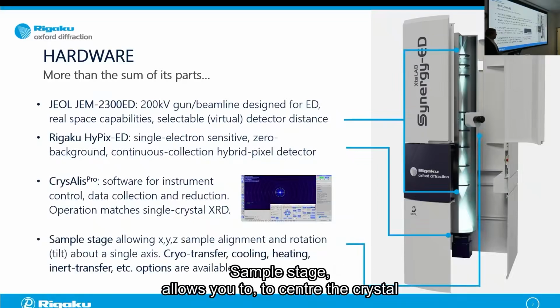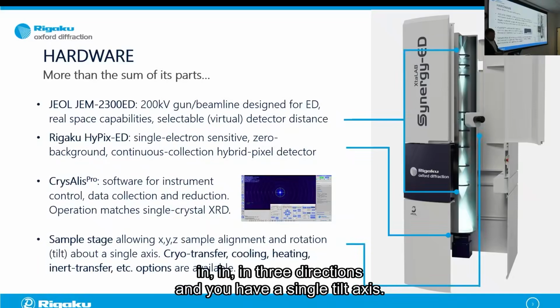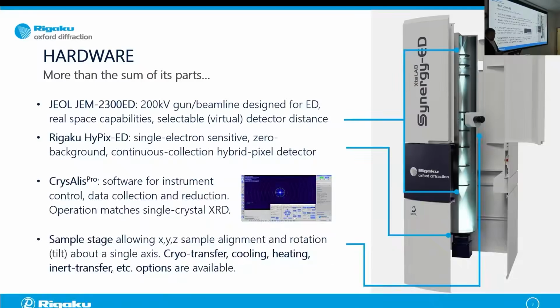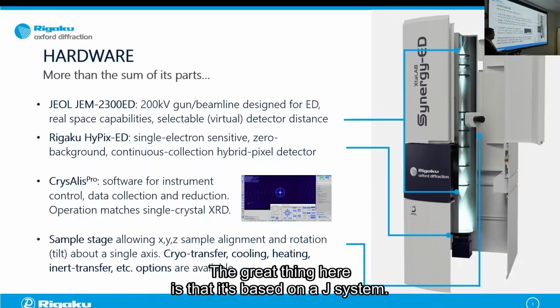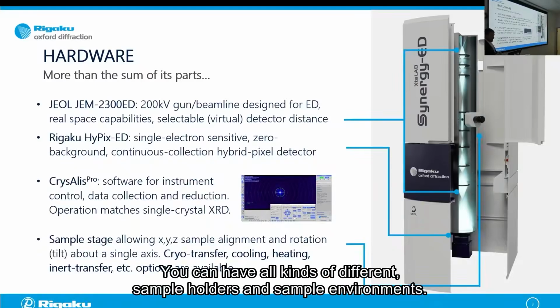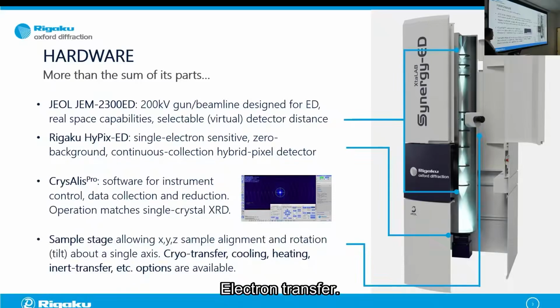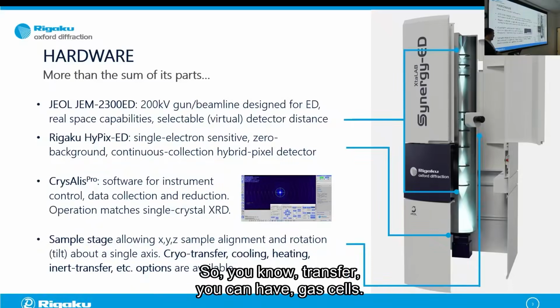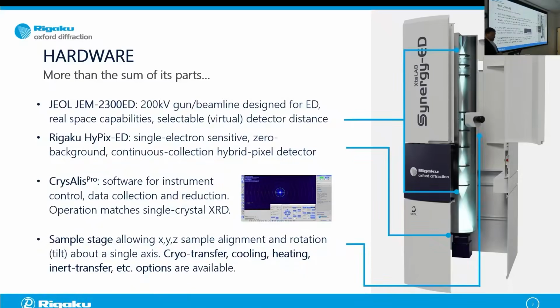The sample stage allows you to center the crystal in 3 directions, and you have a single tilt axis. The great thing here is that because it's based on a JEOL system, you can have all kinds of different sample holders and sample environments, like cryotransfer. You can cool, you can heat. You can have things for inert transfer. You can have gas cells.